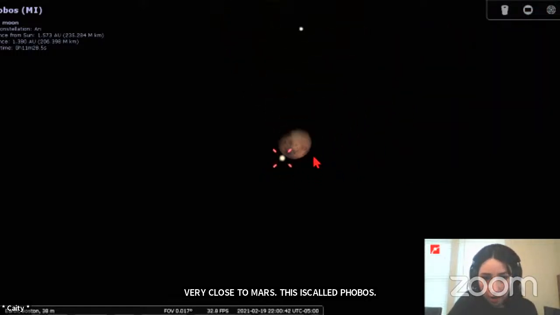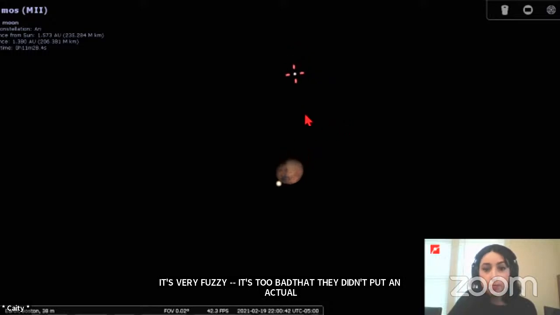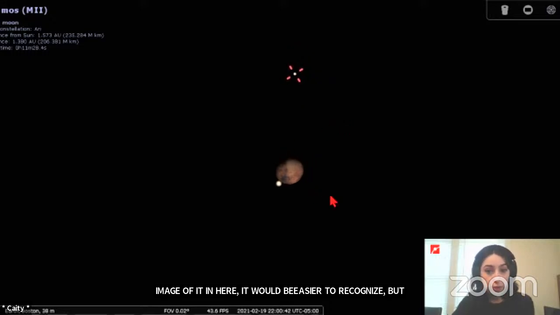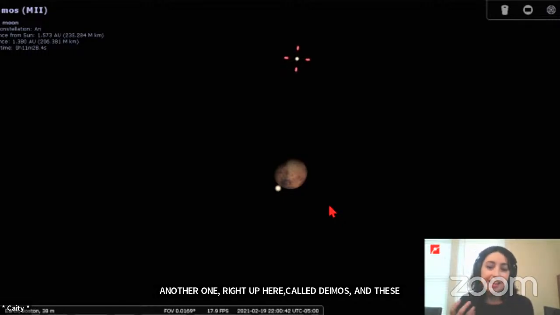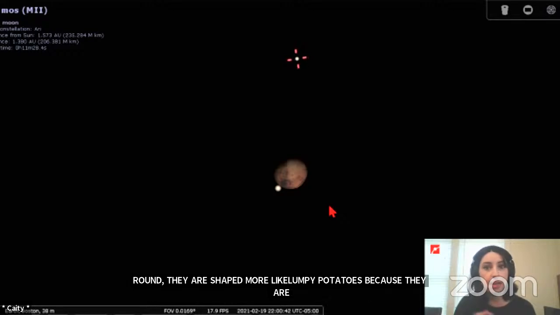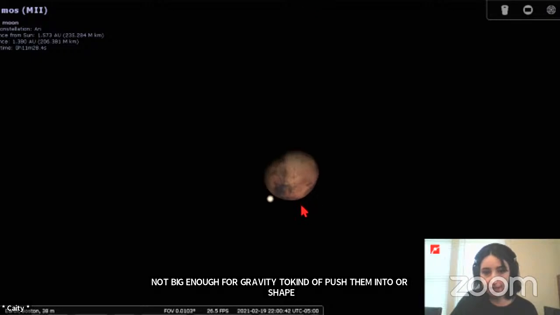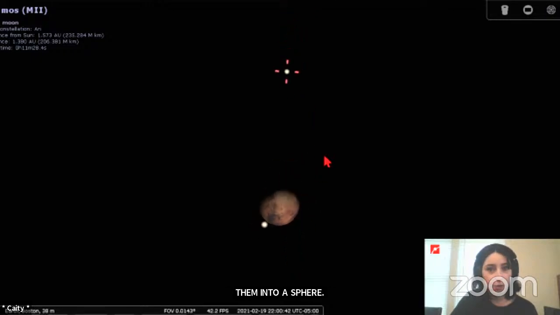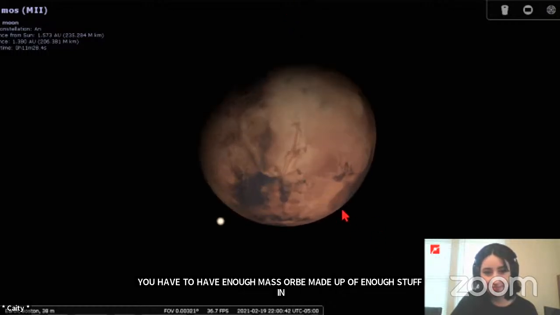It does have another one, which, right up here, is the other one called Deimos. And these moons are very small. They're much smaller than our own moon. And so they're not actually round. They're shaped more like lumpy potatoes because they're not big enough for gravity to kind of shape them into a sphere. You have to have enough mass or be made up of enough stuff in order to be round. So these two moons are not big enough. And so they are shaped like potatoes or asteroids? That's a great question. I do like Mars's potato-shaped moon.